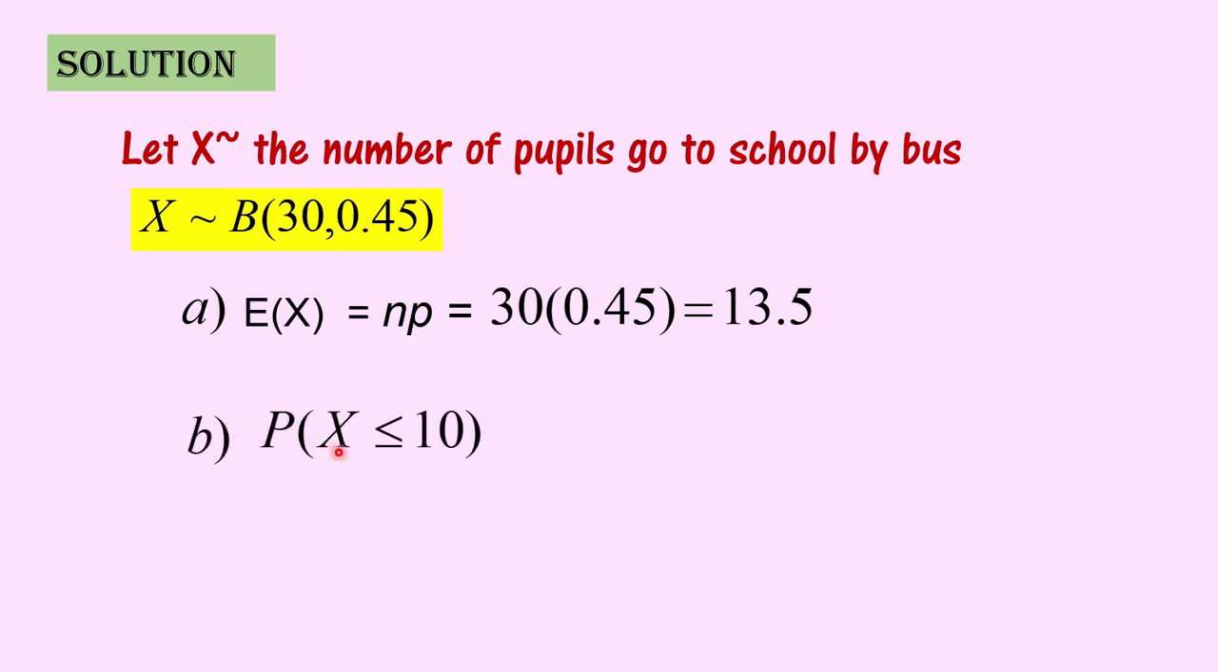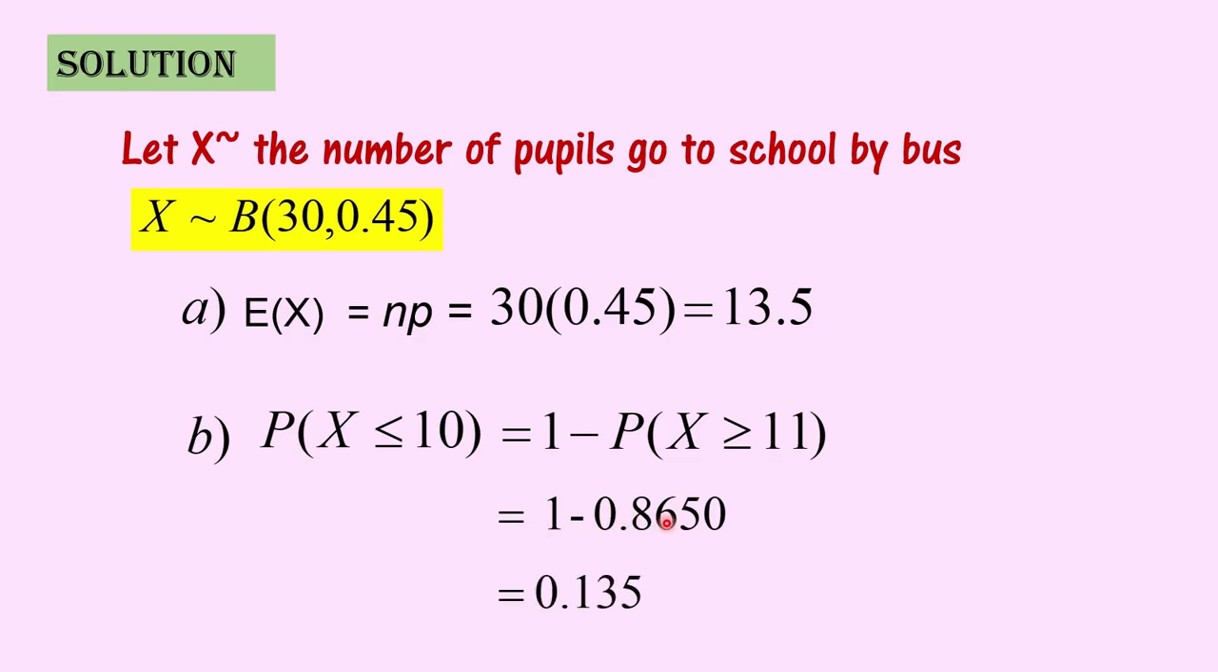B, the probability that not more than 10 means less than or equal to 10, so don't forget to include 10 here. So 1 minus probability X more than or equal to 11. By using the table, 1 minus 0.8650, and the answer is 0.135.